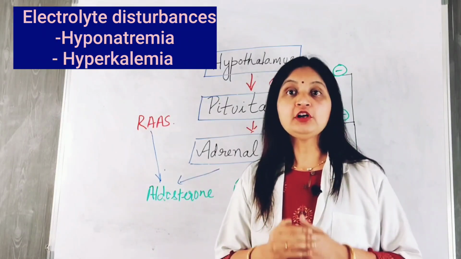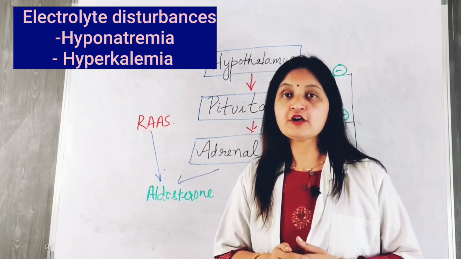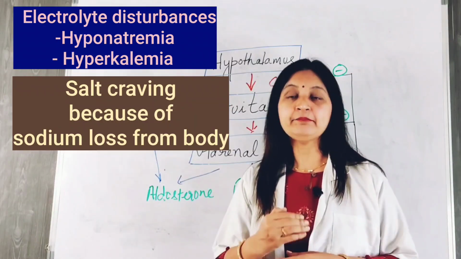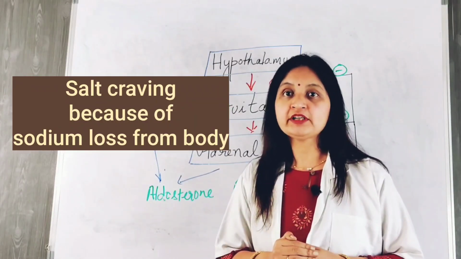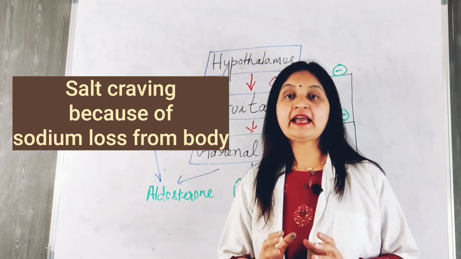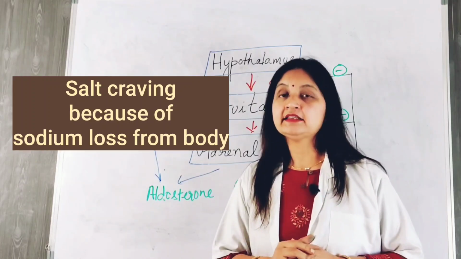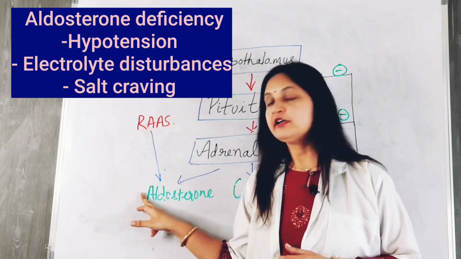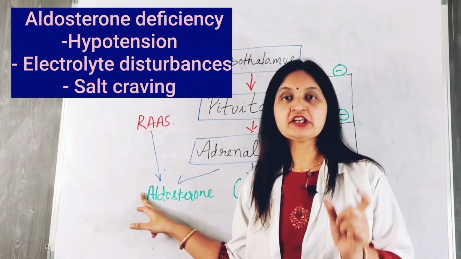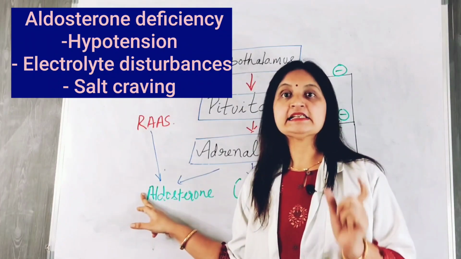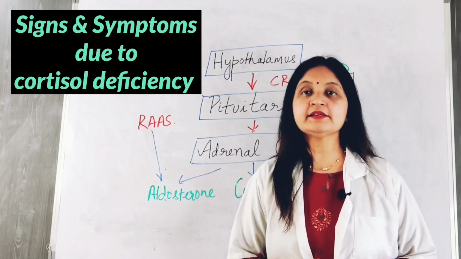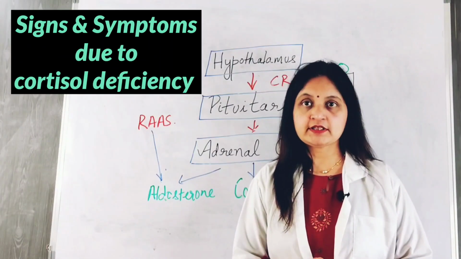Also, there can be salt craving because of sodium loss from the body, hyponatremia, and also the body's attempt to maintain normal sodium levels in the body. So there can be salt craving, and this is because of aldosterone deficiency. So aldosterone deficiency causes hypotension, electrolyte imbalances, and salt craving. So now let's see what are the signs and symptoms due to cortisol deficiency.